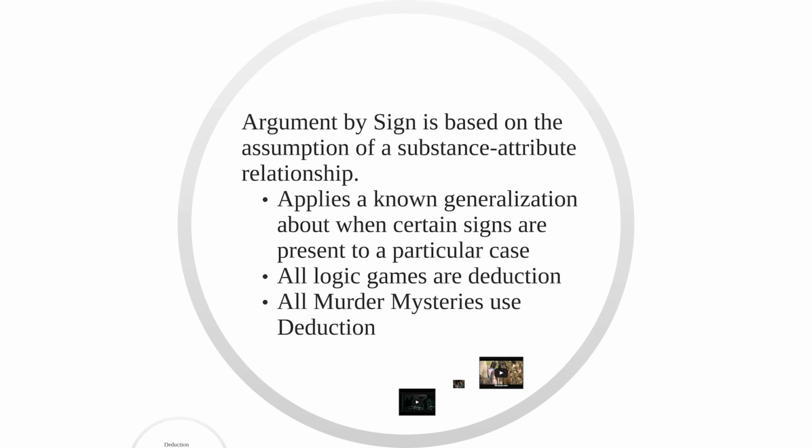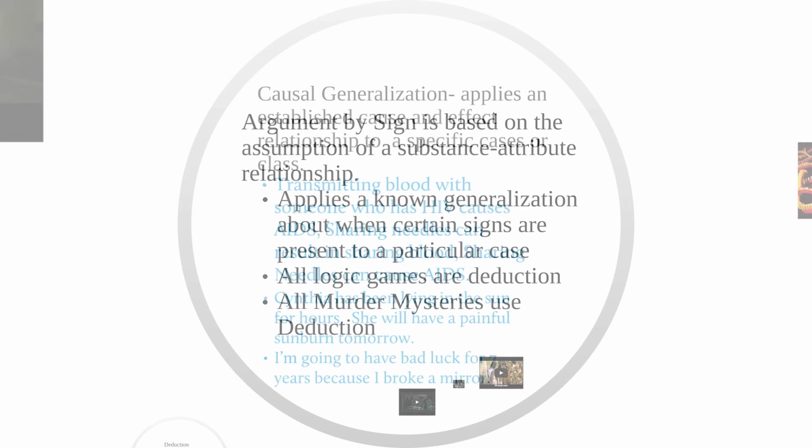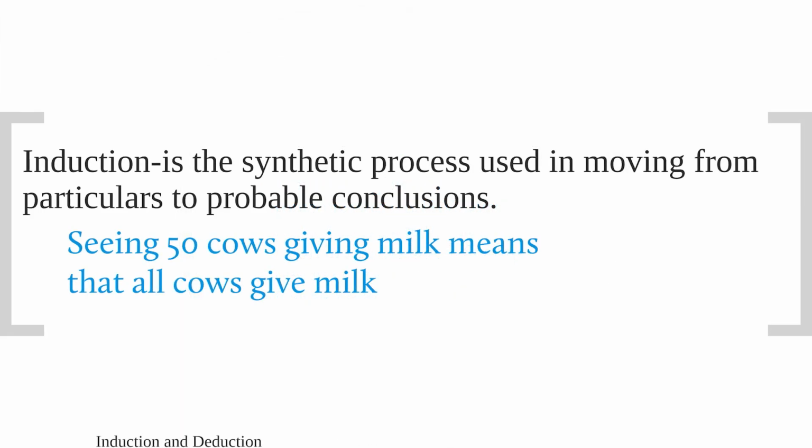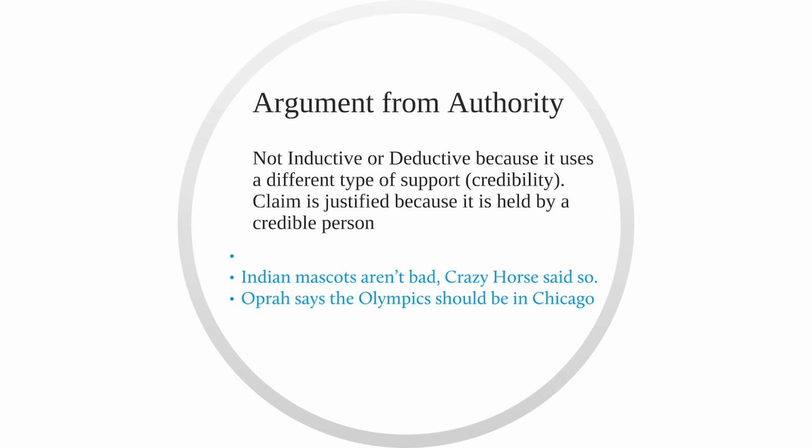So these forms of deduction, argument by sign and argument by causal generalization, they form the basis of deductive argument. And along with induction and argument from authority, which we said doesn't have either induction or deduction, it just relies on the basis of authority to make its claim, those are the types of reasonings that we've got. We can use a Toulmin model to figure out which one we've got, and we can help us to understand advocacy that way. Good luck, scholars.